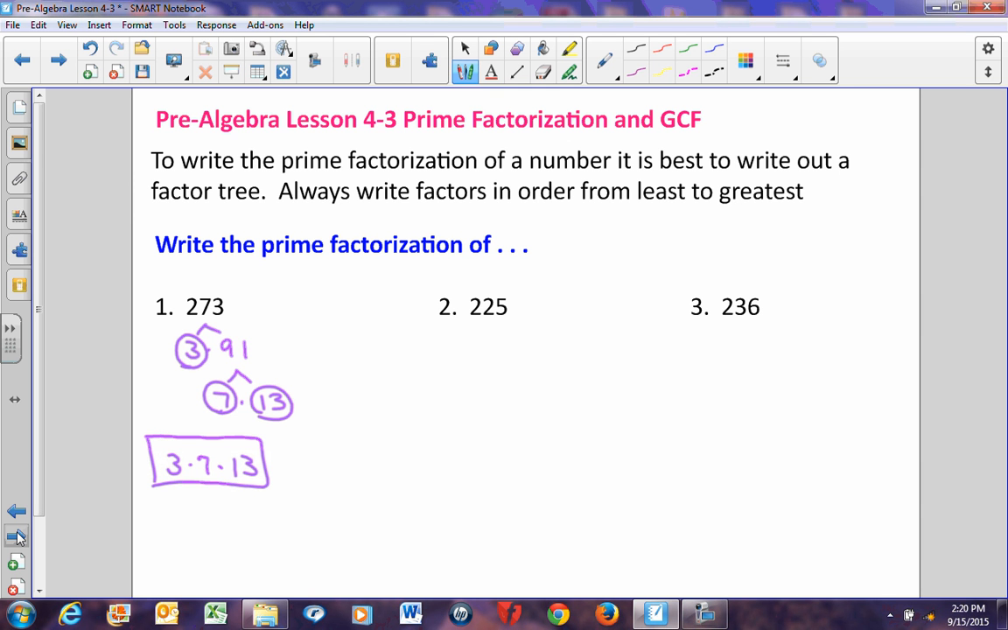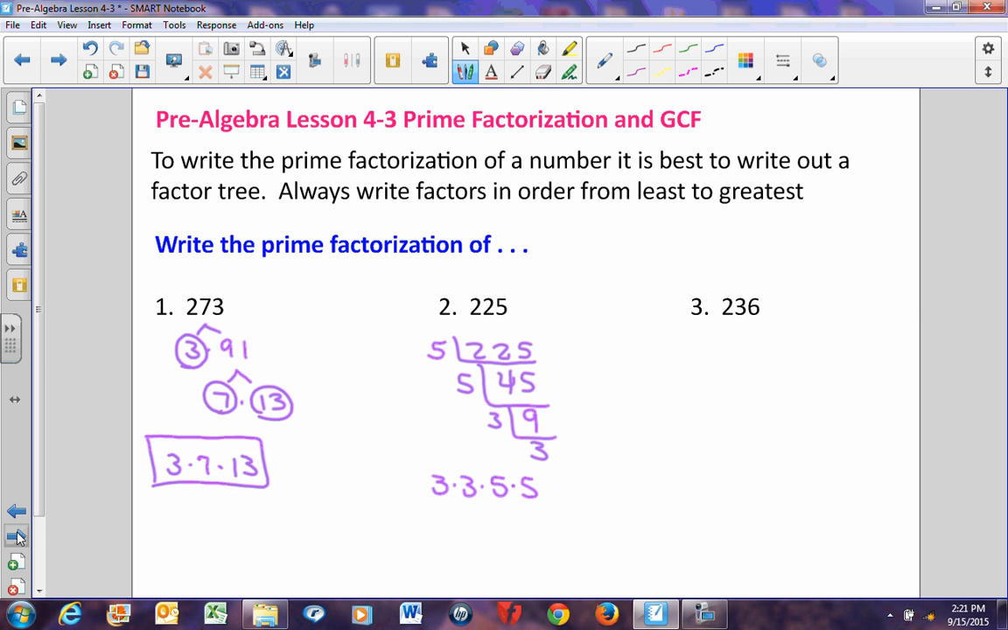Let's look at 225. And I'm going to do 225 slightly different. Instead of branching it out in the factor tree, I'm going to do the upside down division thing. I know 225 is divisible by 5. Okay? Happens to be 5, goes into 22 4 times. That's 5 times 45. I know 45 is divisible by 5. That's 5 times 9. I know 9 is divisible by 3. That's 3 times 3. So I'm now done because there are no remainders left. So I have my prime factorization from smallest to largest, 3 times 3 times 5 times 5.